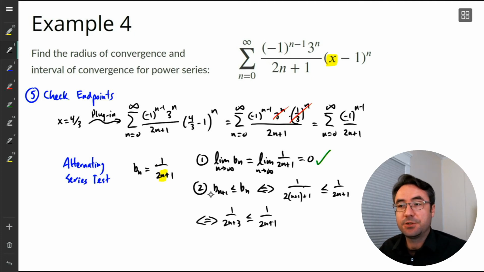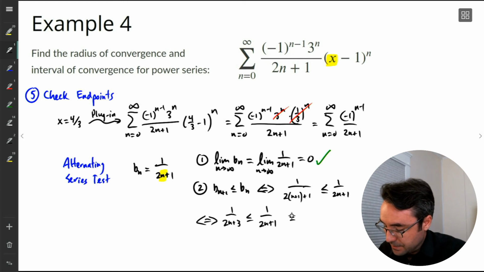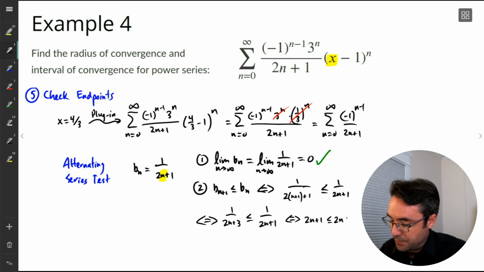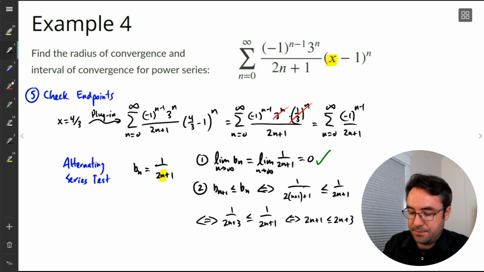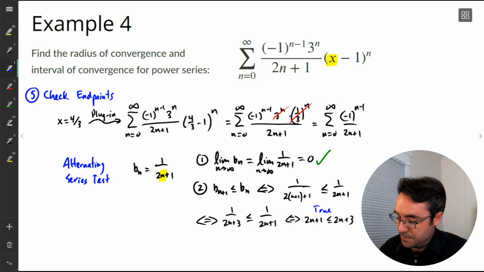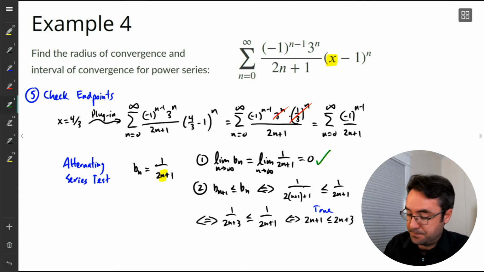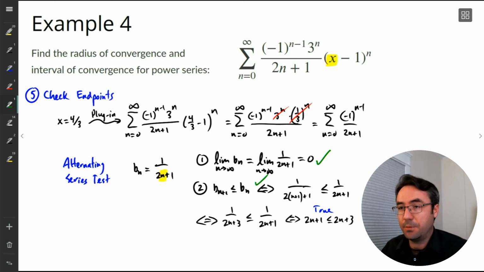So what we want is true if and only if this is true. And then we can cross multiply here because everything is positive, so it doesn't change the inequality at all. So we get 2n plus 1 is less than or equal to 2n plus 3. And this is clearly true. So because this statement is true, we can work our way back and we get that our inequality is true. All right, so both conditions are met for our alternating series test. So what that shows us is that this series is convergent.